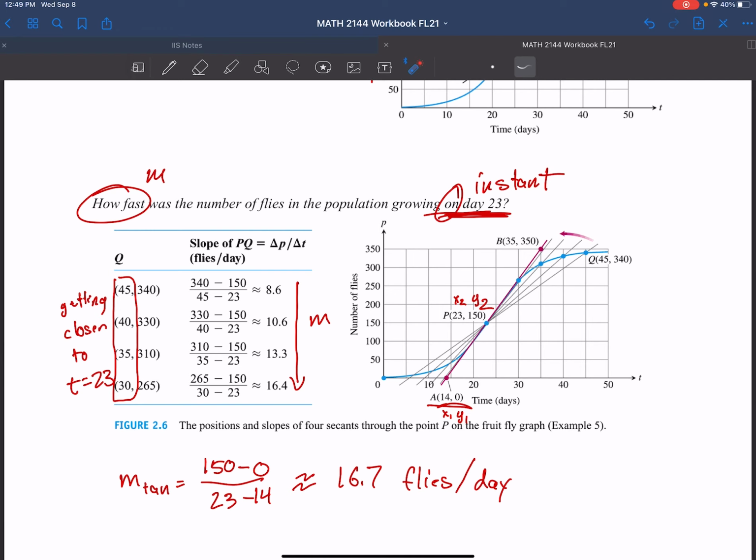So summary questions. The secant is associated with what type of change? Average. The tangent is associated with what type of change? Instantaneous.